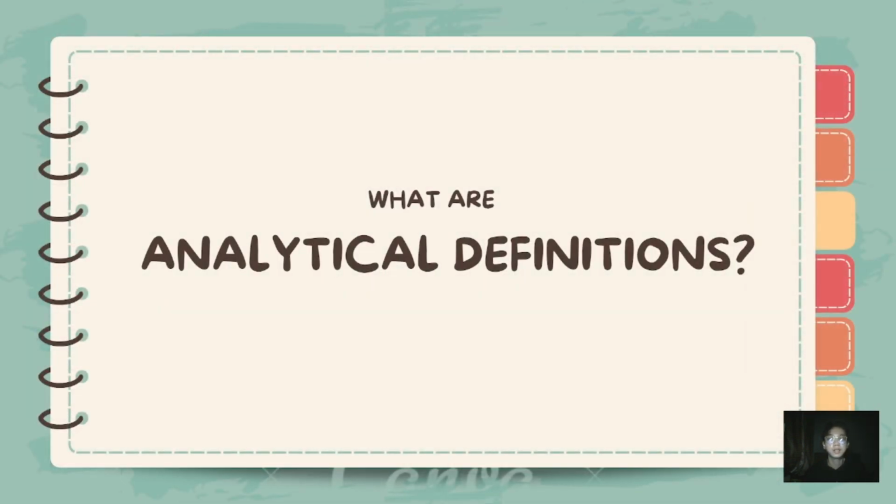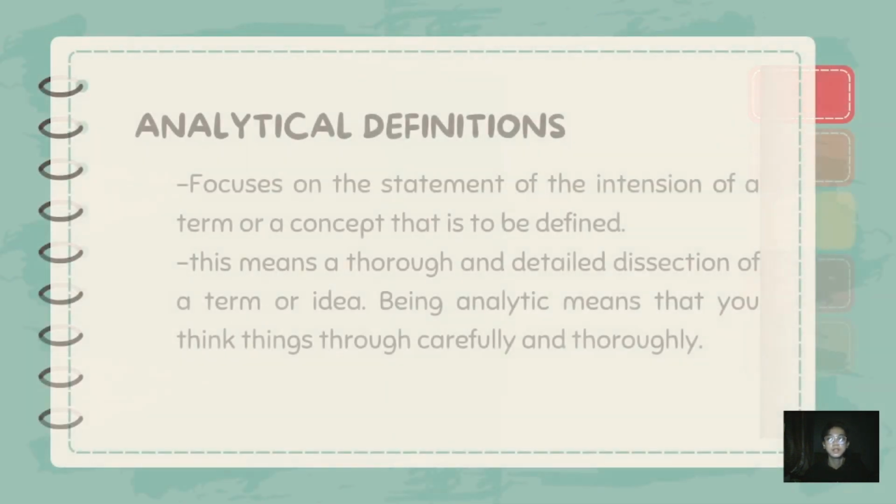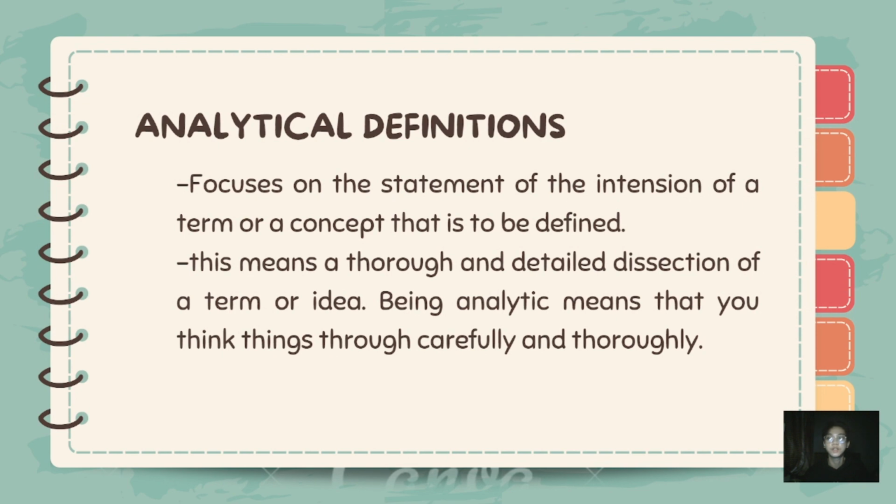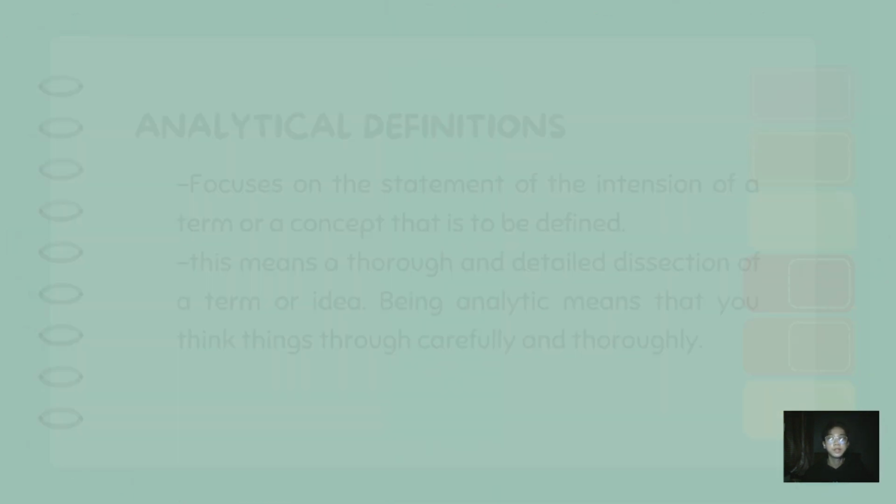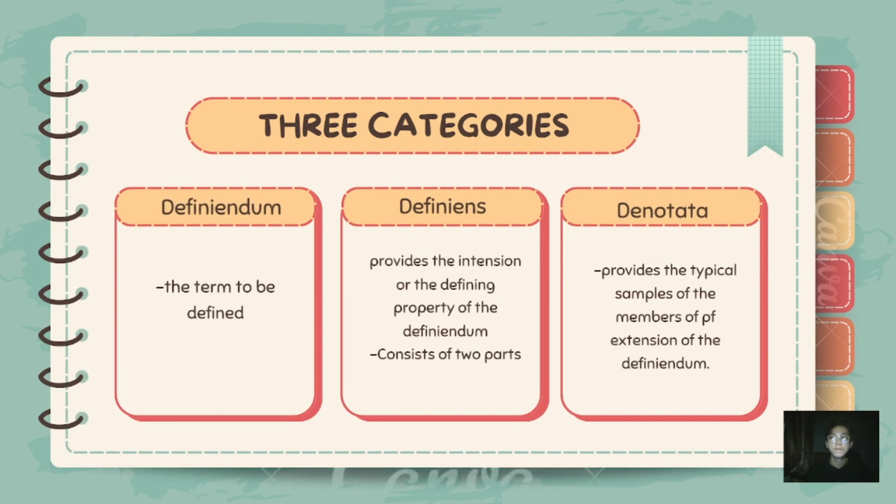So, what are analytical definitions? Analytical definitions focus on the statements of the intention of a term or a concept that is to be defined. This means a thorough and detailed dissection of a term or idea. Being analytic means that you think things through fully and thoroughly. So there are three categories of analytic definitions. These are definiendum, definiens, and denotata.